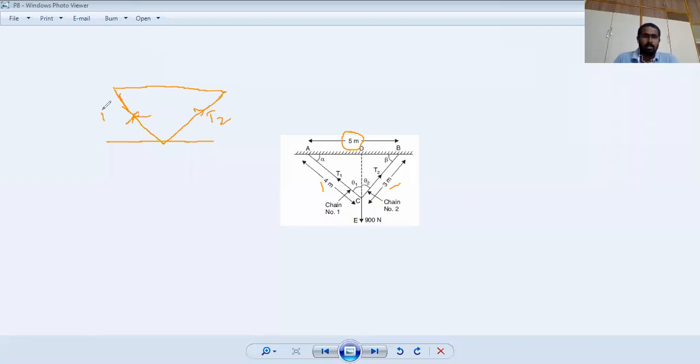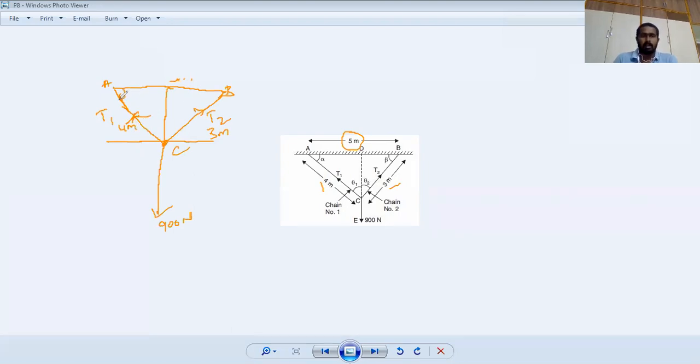So this is T1. Here the weight is 900 Newtons. What is the length from A to B? 5 meters. Here the length is 3 meters. And here the length is 4 meters.